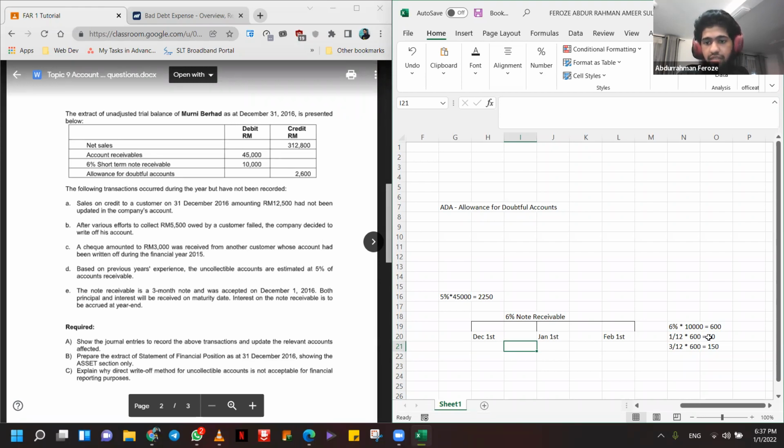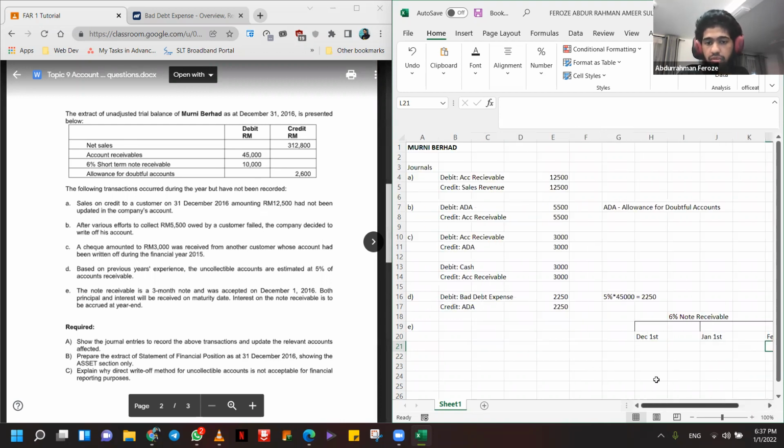But the amount that is accrued at the end of the first month, at December 31st, is 50 ringgit. On January 31st, the interest accrued is 50. And finally, on February 28th, the full 150 will be owed. So on February 28th, the principal of 10,000 ringgit will be repaid, as well as the interest of 150. But we are concerned with the year 2016.